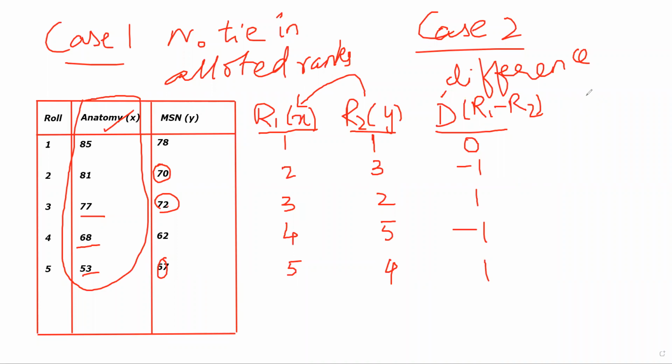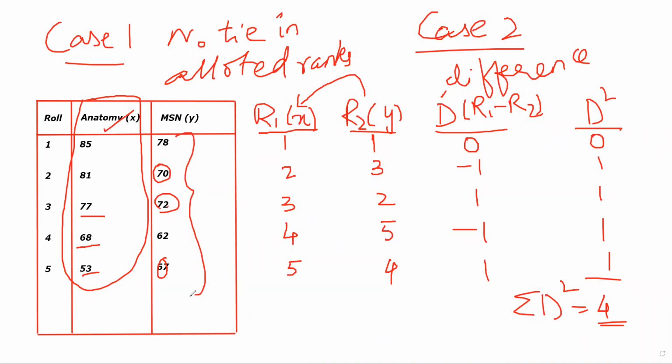Second step after this will be making D square. D square करे तो 0 square is 0, 1 square is 1, 1 square is 1, 1 square is 1, 1 square is 1. Summation of D square is equal to 1 plus 1 plus 1 plus 1, 4. ठीक है. Total number of values यहाँ पर कितने हैं? How many values do you have here? 5. So our n is equal to 5. Remember this, n is equal to 5, sigma d square is 4.